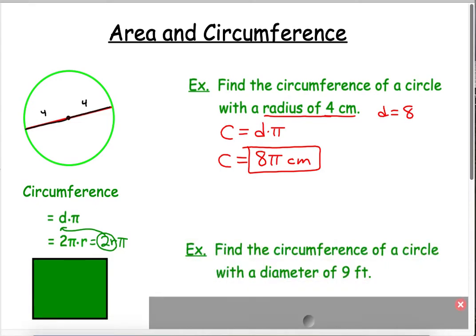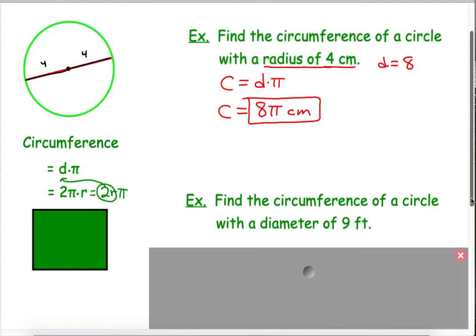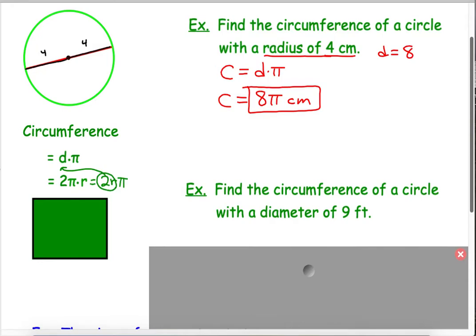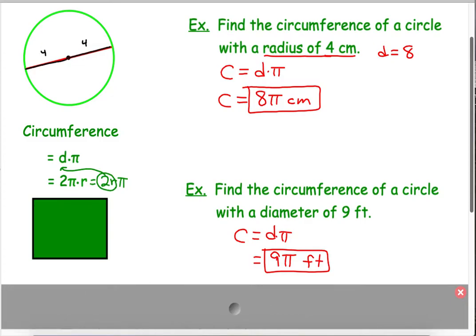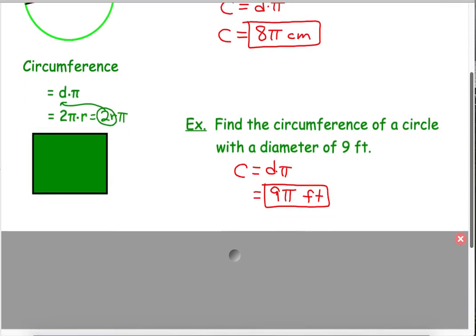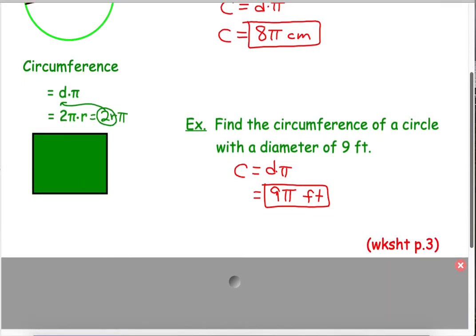Let's try another one. Find the circumference of the circle with a diameter of 9 feet. This time they are giving me the diameter, so I'm simply going to say circumference is diameter times pi, and I'm going to plug in 9 for the diameter. So I have 9 times pi, and my units are feet. And that's it. So at this point, you might want to go and work through the problems on page 3 of the worksheet, and then come back and we'll do the next example.